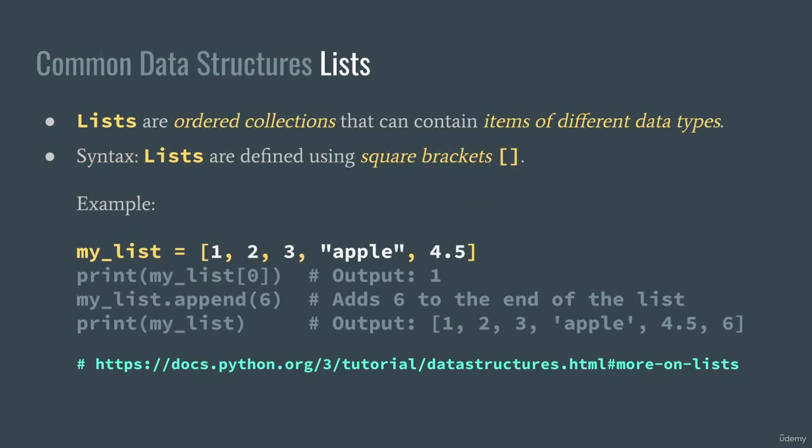Lists in Python are ordered collections that can store items of various data types. You create a list using square brackets. A list can contain any values, and its elements can be accessed by their position or index. Lists are also mutable, meaning you can add or remove items after the list is created. There's a link on the slide for more detailed information if you'd like to dive deeper.